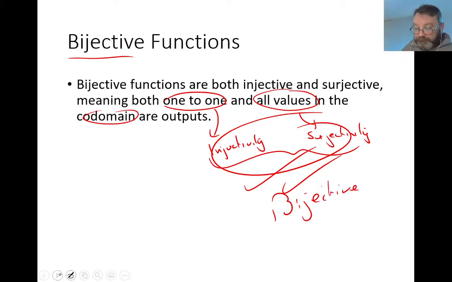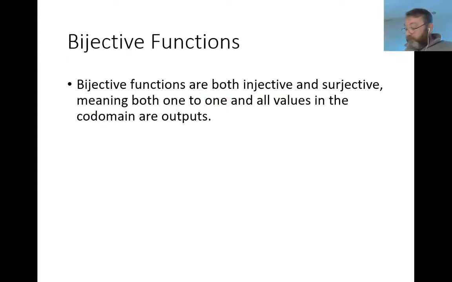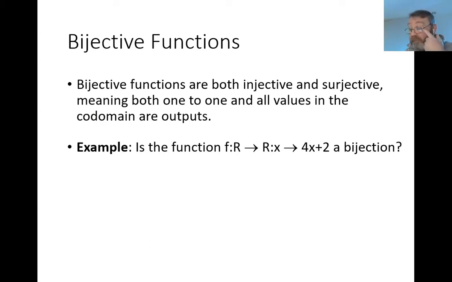Okay, let's take a look. Is the function f, which takes every real value in your domain and maps it onto every real value of your codomain by transforming your domain values into 4x plus 2, a bijection? Now, think about that. We're using every value on the x-axis and every value on the y-axis, and we're plugging in the x values to see, do we get a unique y value for every value of x?